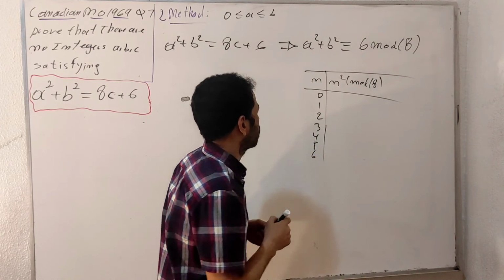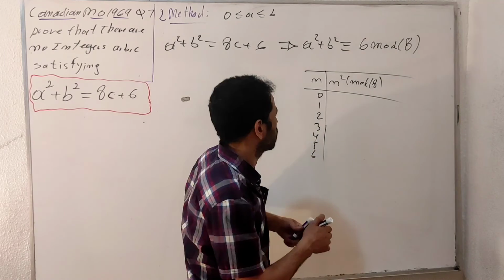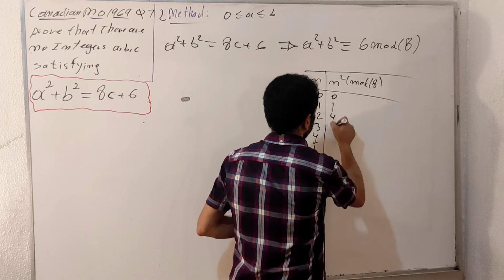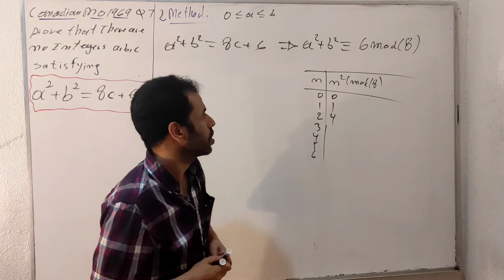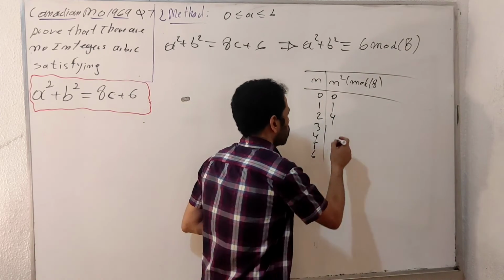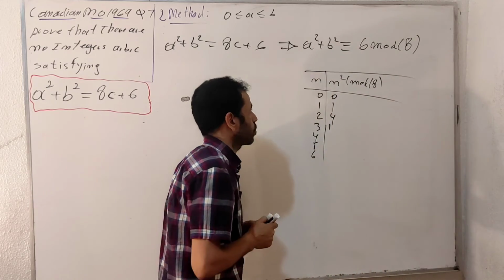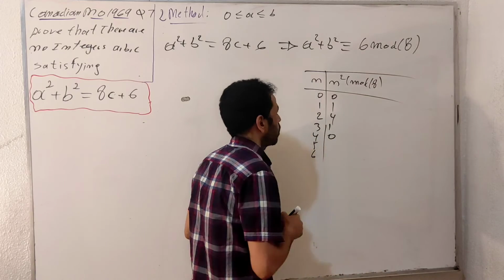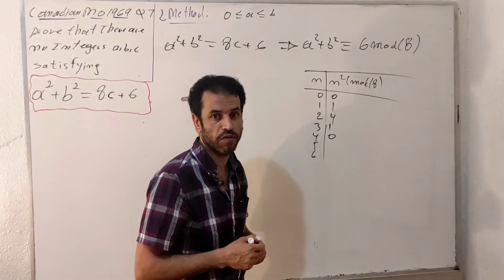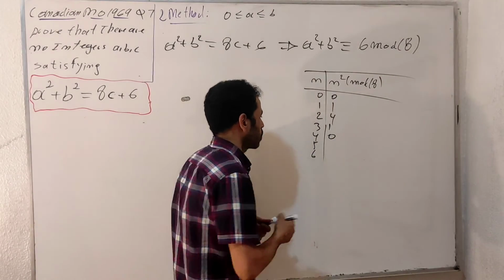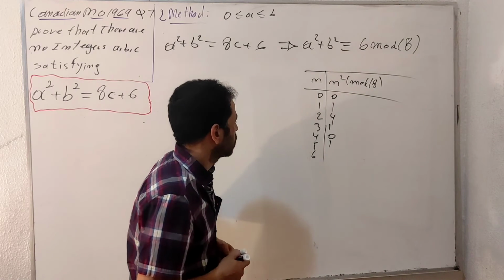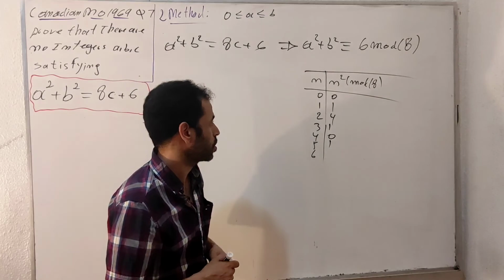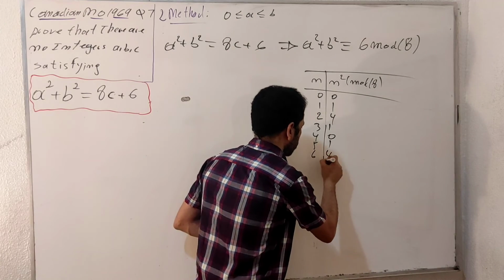So for the value n equals 0, we get 0. For number 1 it is 1. For number 2 it is 4. For number 3 it is 9. 9 is 1 more than 8, which is 1. For 4 squared it is 16, which is 0. For 5 squared it is 25. 25 is 1 more than 24. 6 squared is 36. 36 is 4 more than 32. So we have number 4 as a remainder.